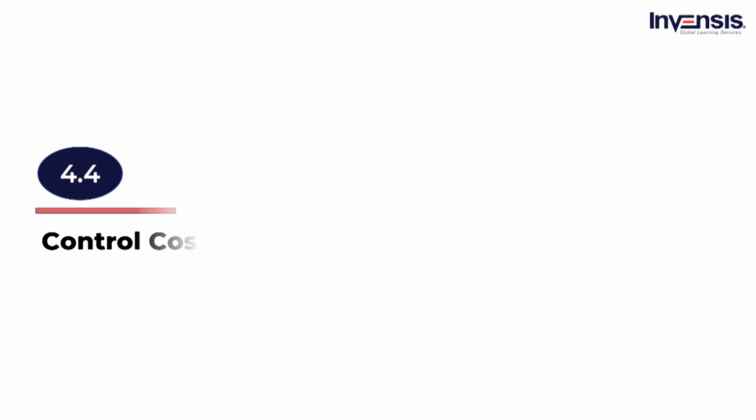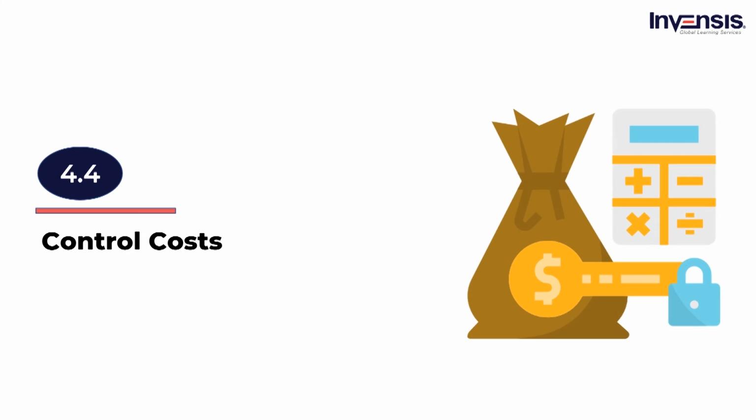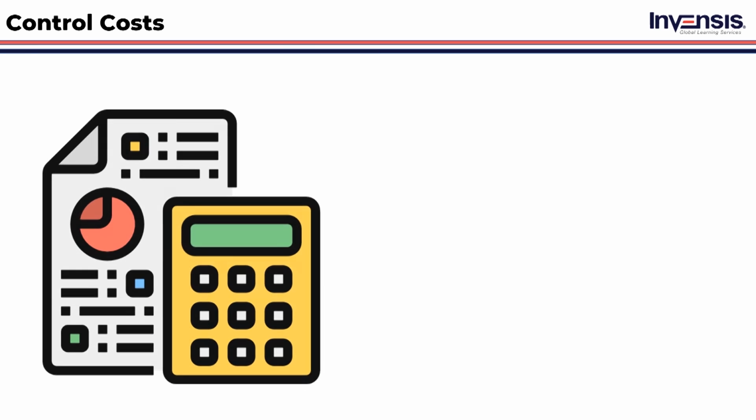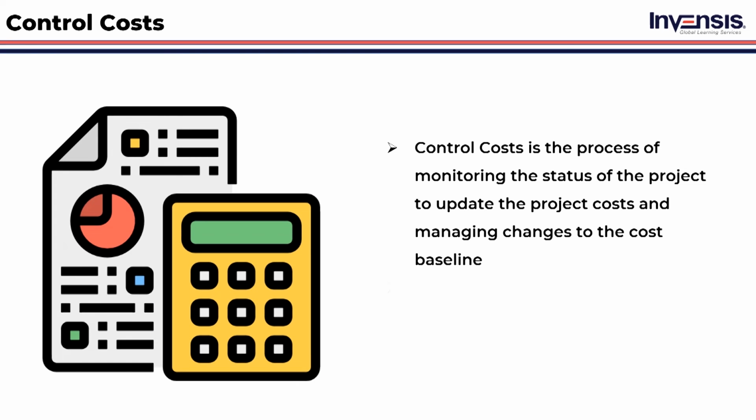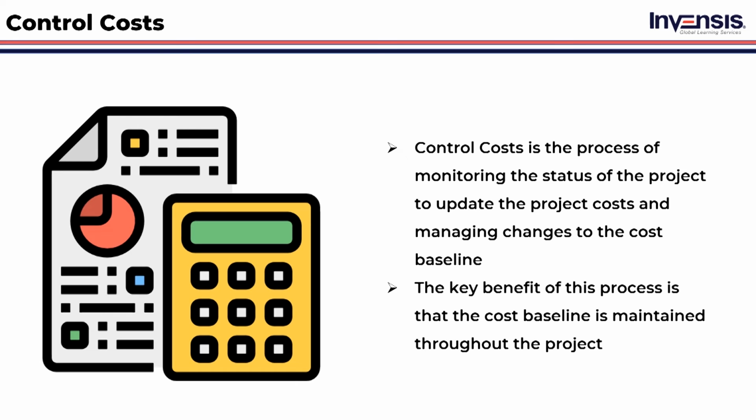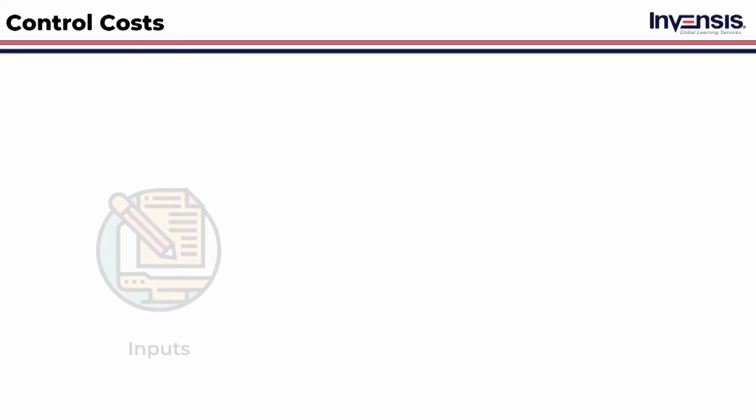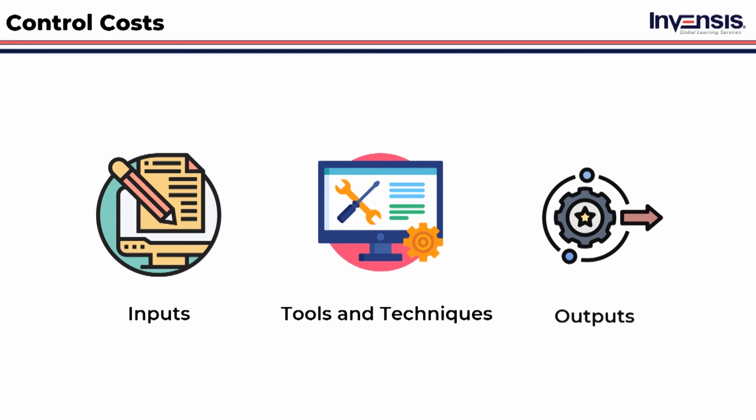Now, let us start with our final process of cost management, that is control costs. Control costs is the process of monitoring the status of the project to update the project costs and managing changes to the cost baseline. The key benefit of this process is that the cost baseline is maintained throughout the project. Same as the other processes, we have the inputs, tools and techniques, and outputs.